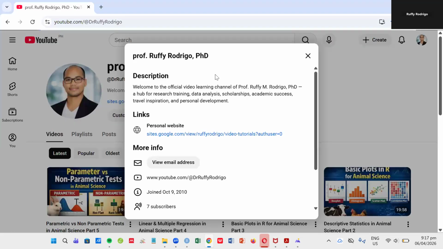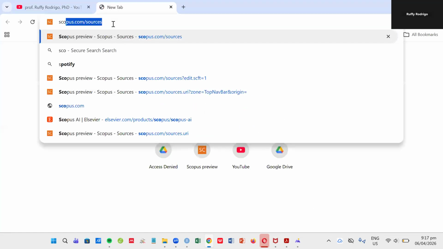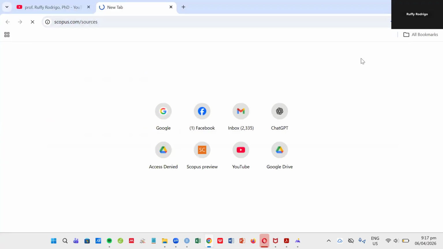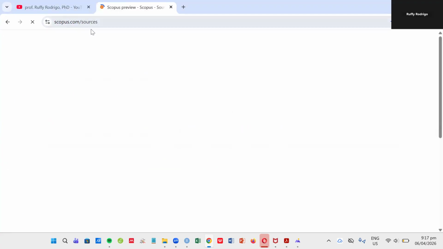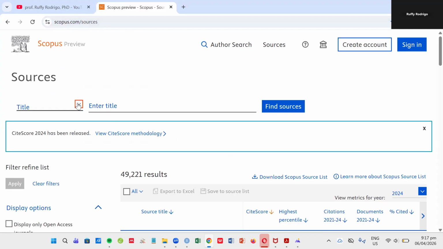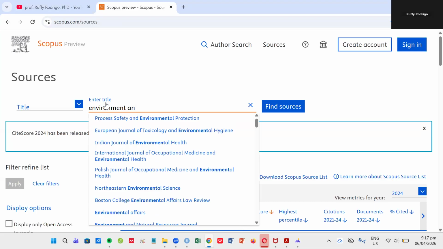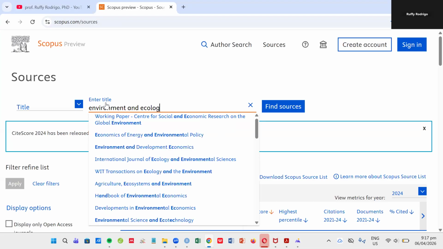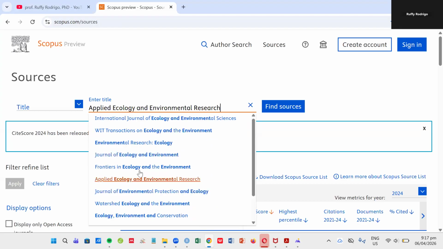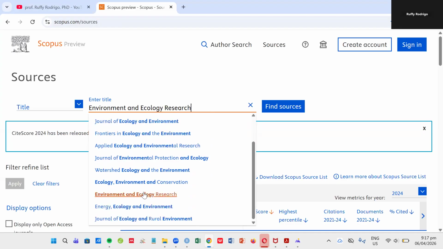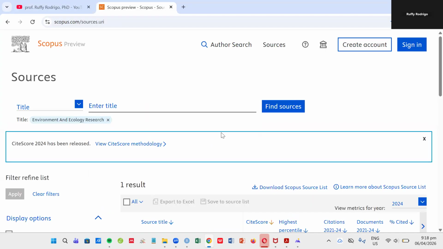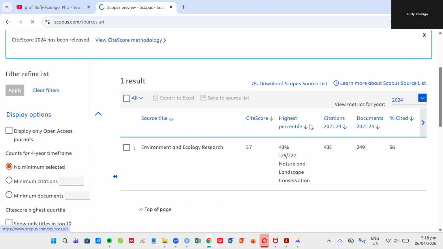Just to recap, if you want to check whether your journal is under Scopus, just log on to scopus.com sources, and then you can type the title. Let's say you want to publish in this journal, for example. This is the journal that I've been publishing, Environment and Ecology Research. Let me find that. I hope it's here. Oh, it's here. This is the journal that I've been publishing. It's under Scopus until 2026.